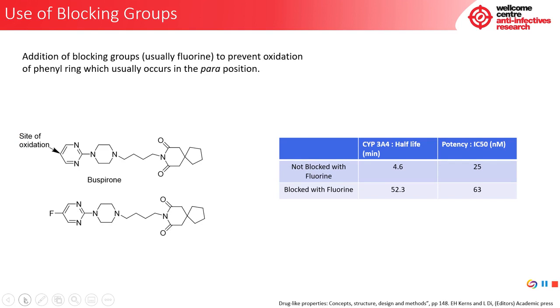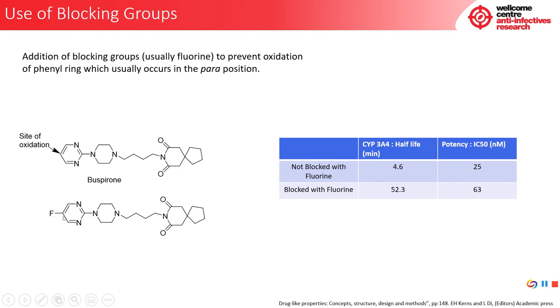Use of blocking groups. In this example, we are further following up on the metabolism of buspirone as earlier indicated. Generally, addition of blocking groups such as fluorine to prevent oxidation of the phenyl ring, which usually occurs in the prior position, can be helpful. In this case, we are blocking the site of oxidation with a fluorine. So we have blocked the buspirone such that it's fluorobuspirone.